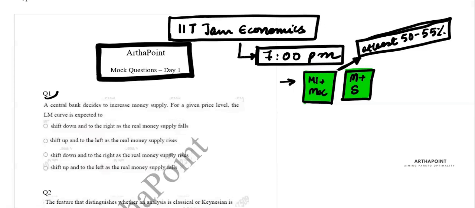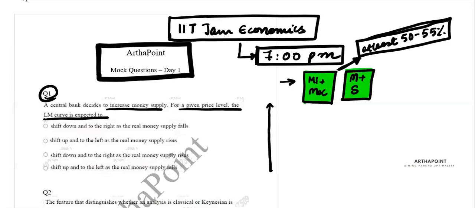Let's see the first question. A central bank decides to increase money supply for a given price level. The LM is expected to... Now see here. Let us understand how we go about making the money market.